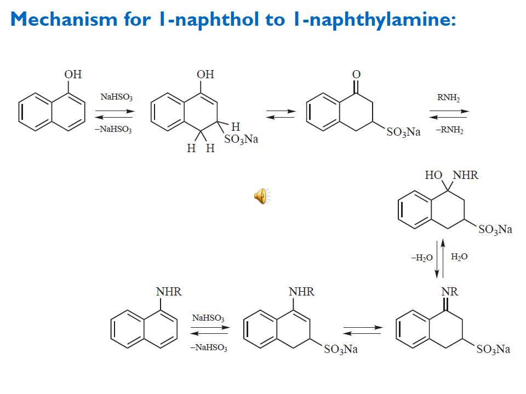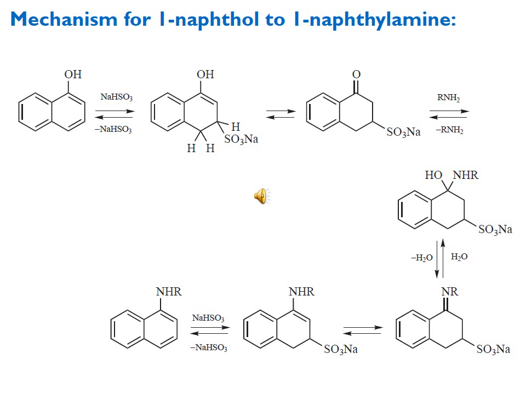In a similar fashion as we discussed for 2-naphthol, the first step is to make the tautomer product, and that tautomer reacts with the sodium bisulfite as a nucleophile, and we get the sodium sulfite adduct. In the next step, ammonia or primary amines acting as a nucleophile attack on this carbonyl carbon, and we get the hydroxy substituted product.